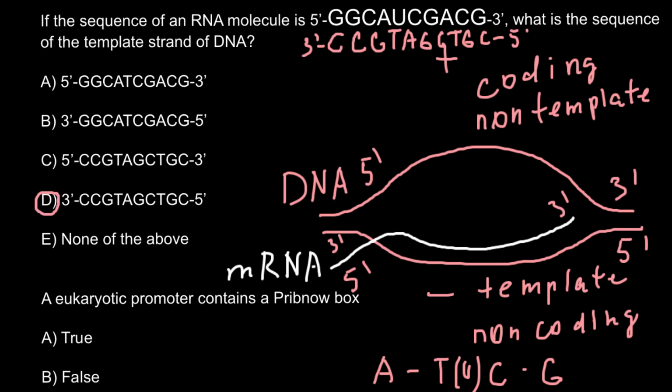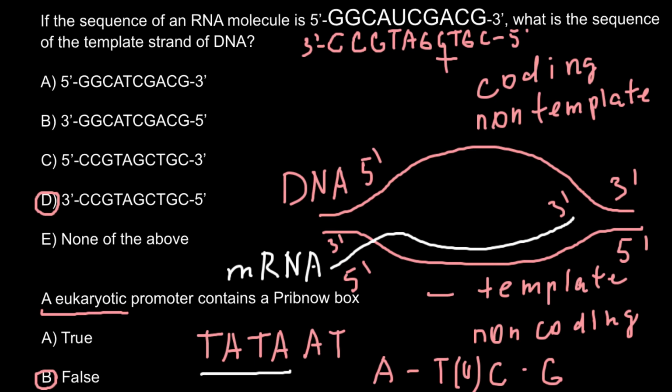So next question or statement: a eukaryotic promoter contains a Pribnow box. Is it true or false? And this is false. What is a Pribnow box? The Pribnow box sequence is TATAAT, and we can find this sequence in prokaryotes, in bacteria. As you see in our statement, eukaryotes have a different sequence or different box, that is the TATA box.